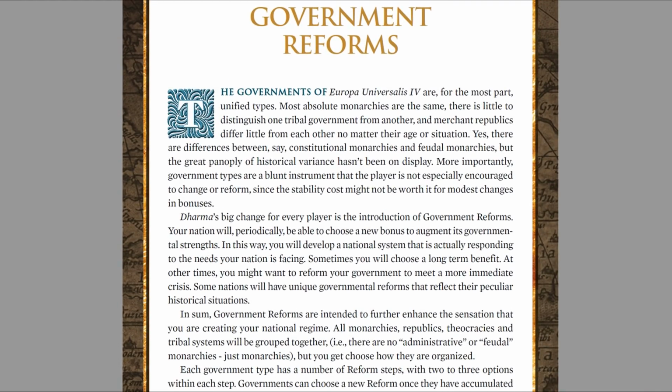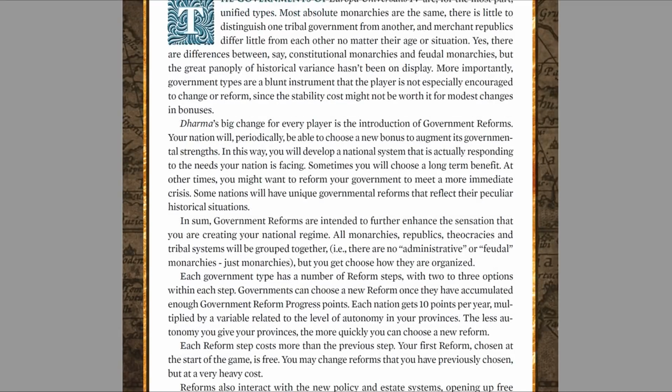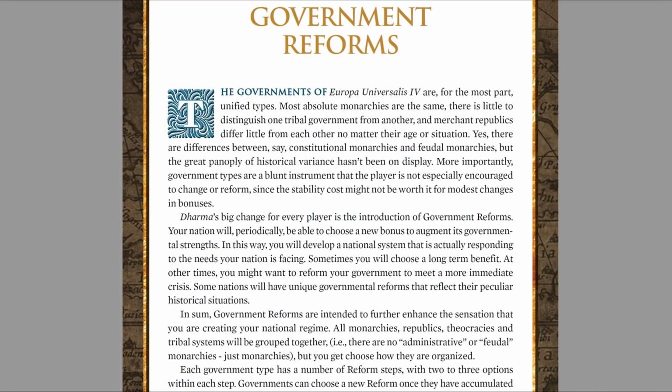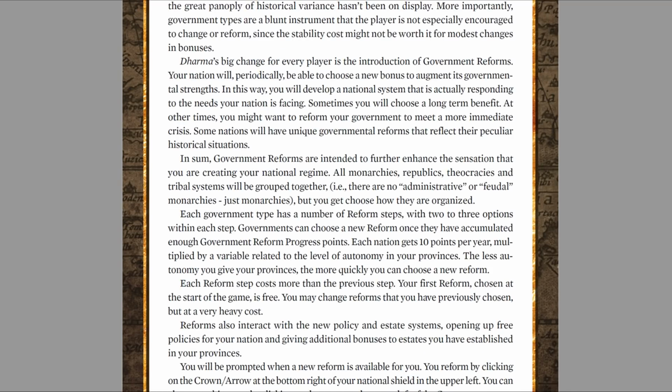This looked really interesting. We are not going to read everything. It's a lot. It's a 42-page document. It's going to take a while. So in sum, government reforms are intended to further enhance the sensation that you're creating your national identity. We can take a number of reform steps with 2 to 3 options within each step. You can choose a new reform once you have accumulated enough government reform progress points.